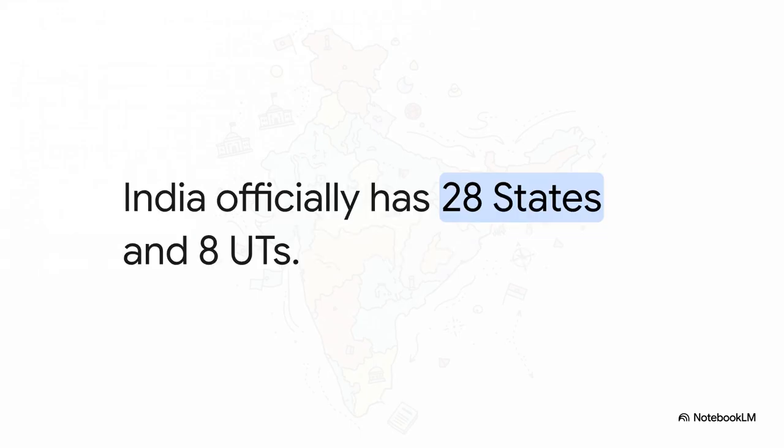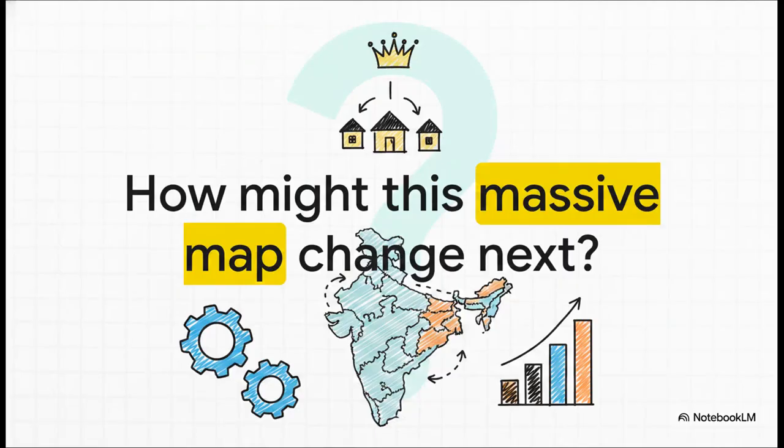So following that bifurcation in the north and the merger in the west, the map has settled to where we are today. The massive subcontinent officially sits at exactly 28 states and 8 union territories. That is the current up-to-date administrative structure of the nation. But as we've learned, these borders are anything but permanent. So here is a thought to leave you with.